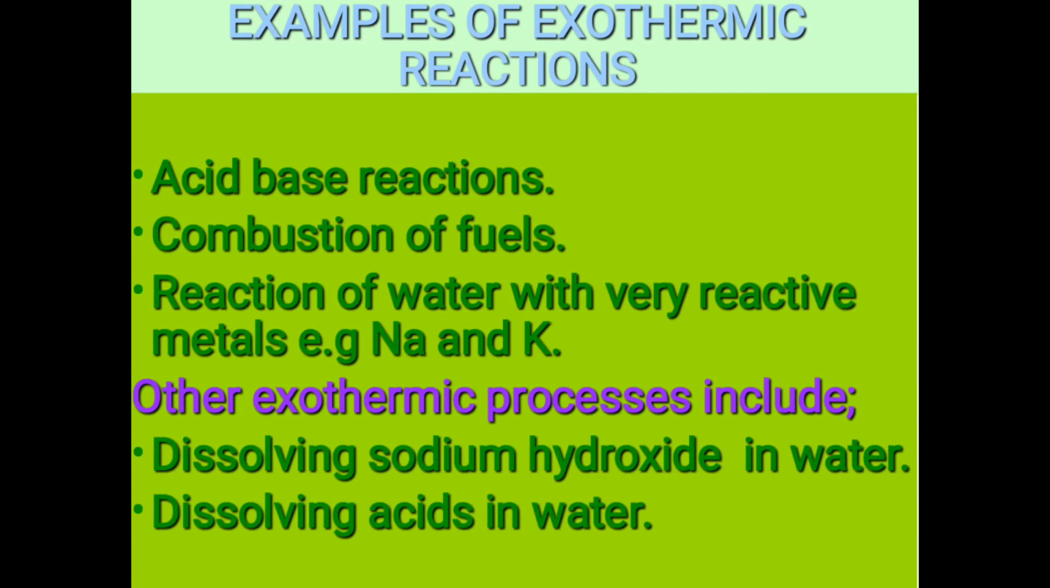Let us look at examples of exothermic reactions. Examples, we have acid-base reactions, or let me call them neutralization reactions. When an acid reacts with a base, there is an increase in temperature, which means heat energy is released to the surrounding. So in a neutralization reaction where an acid is reacting with a base, such a reaction is exothermic. Another example is combustion.